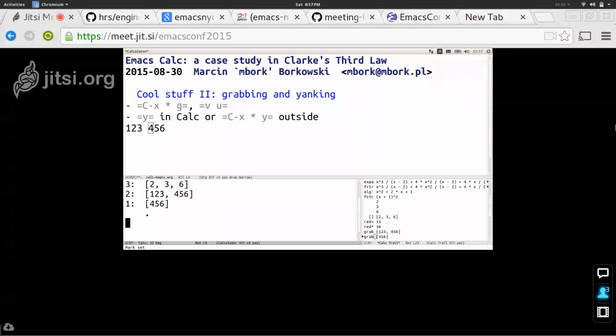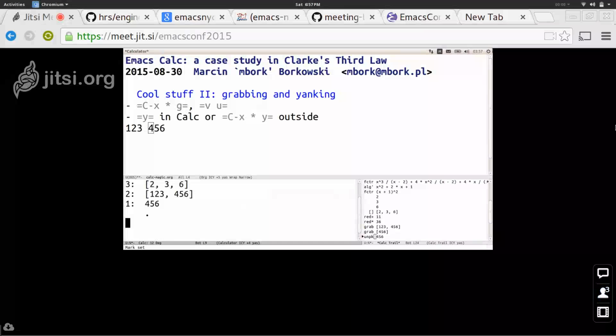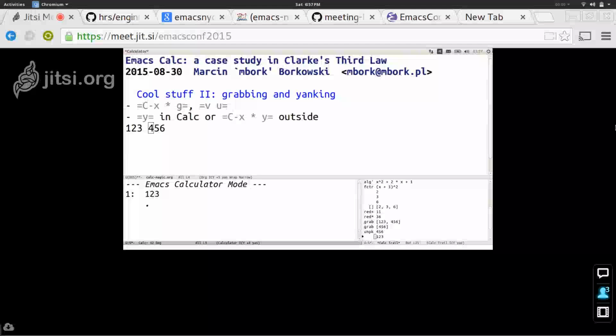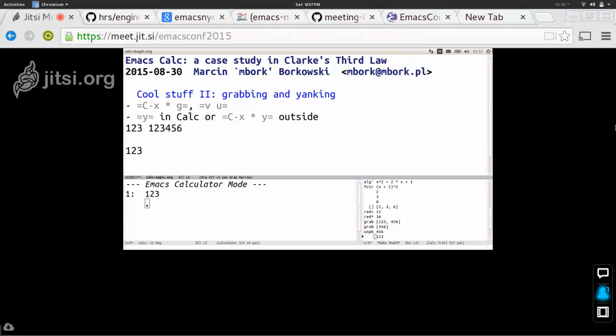Then you get a vector of 1. You can press U to unpack this vector. So just get the number itself. On the other hand, if you have a result of some calculation in Calc, you can yank it back into your buffer. So you can just press Y as in yank, and this is yanked into a buffer. Or you can just get to your buffer and press Ctrl X, asterisk Y, and get the last Calc result pasted here. Really neat.